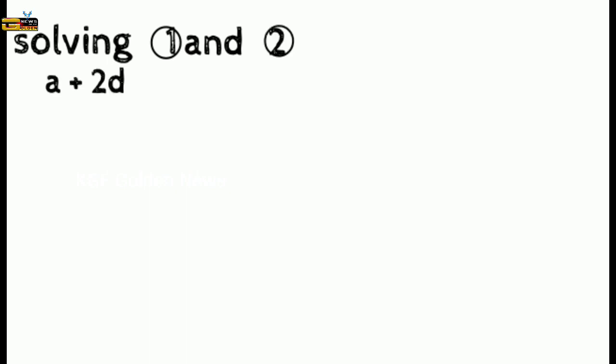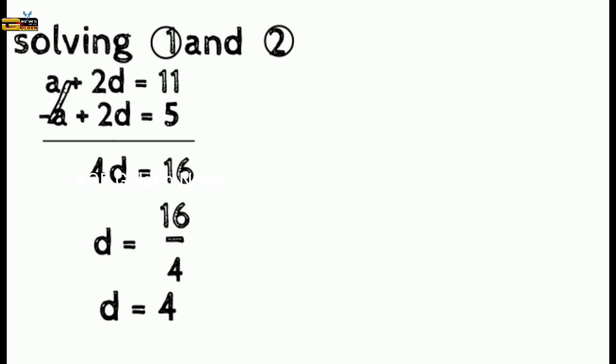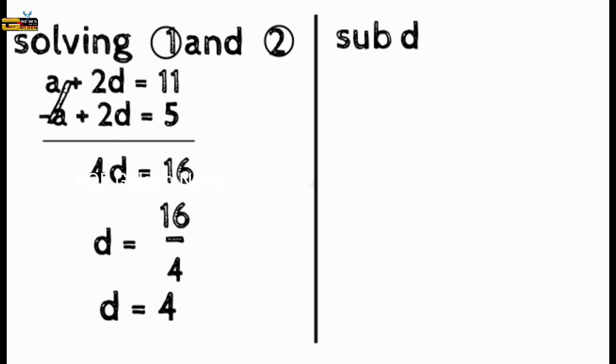Solving equation number 1 and 2, we get A plus 2D equals 11, minus A plus 2D equals 5. Plus A minus A gets cancelled. 2D plus 2D is 4D, which equals 11 plus 5, 16. Therefore, D equals 16 divided by 4. Therefore, D value is 4.